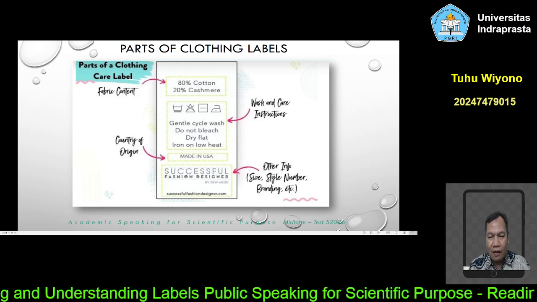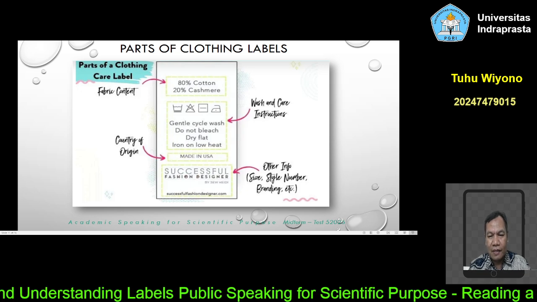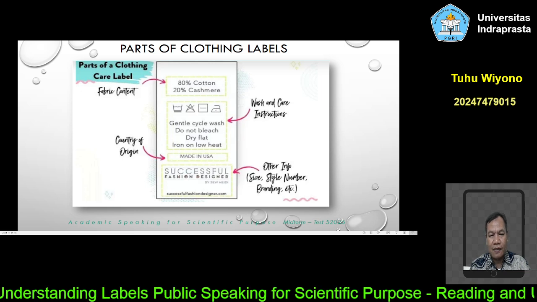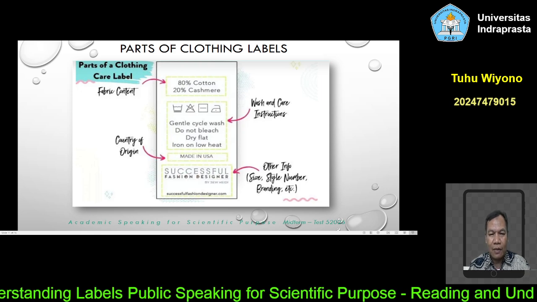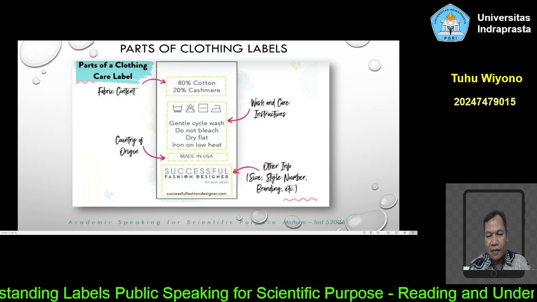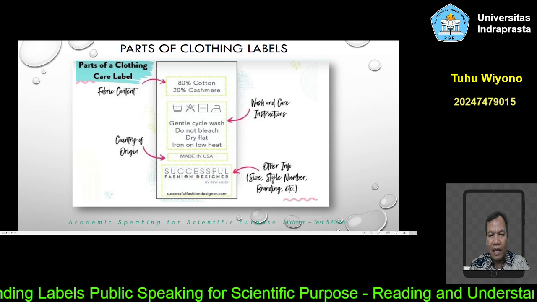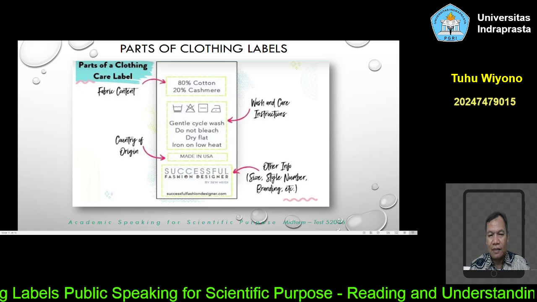The last part of label is clothing labels. Clothing labels have four parts. The first one is fabric content. From this sample, it can be stated that this cloth is made of 80% cotton and 20% cashmere.